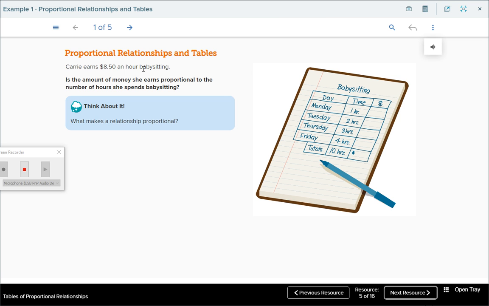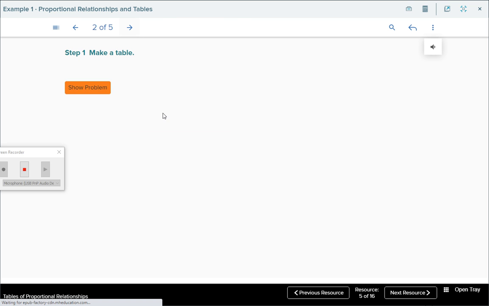If she spent 10 hours babysitting, what would I do to figure out how much she earned? Multiply 10 times what? $8.50. That's the same. Every amount of hours is going to be the same amount per hour, right? So if we take a look at this, we have a table.